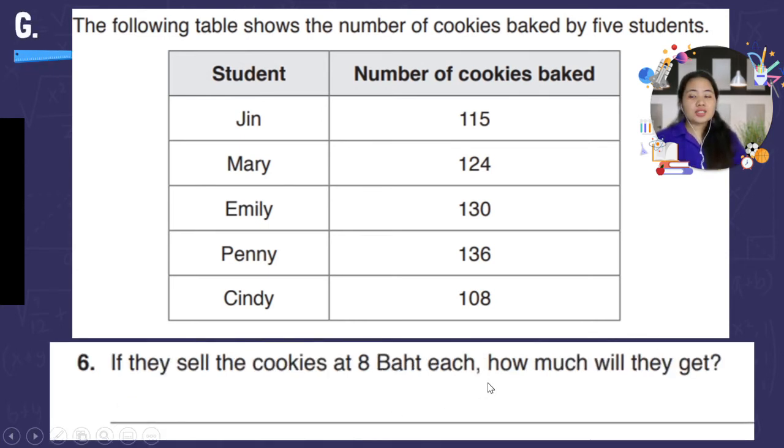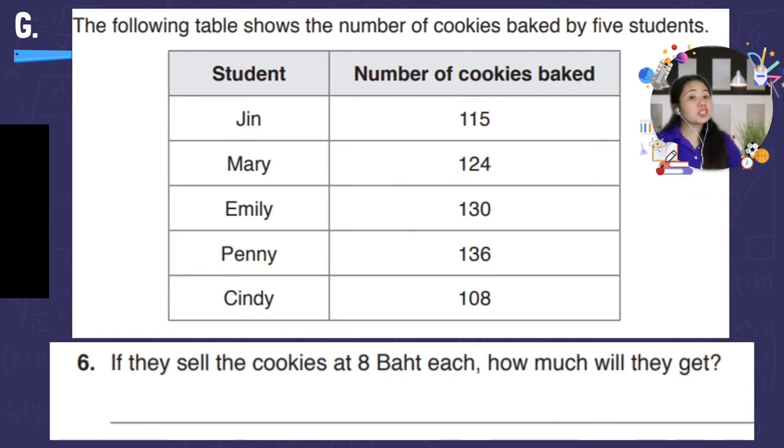Next, let's go to the last question. If they sell the cookies at 8 baht each, how much will they get? So total cookies times 8 baht. The total in number 5 is 613, right? Then we multiply by 8 to get the total amount that they will get if they sell their cookies. So 613 times 8 baht.